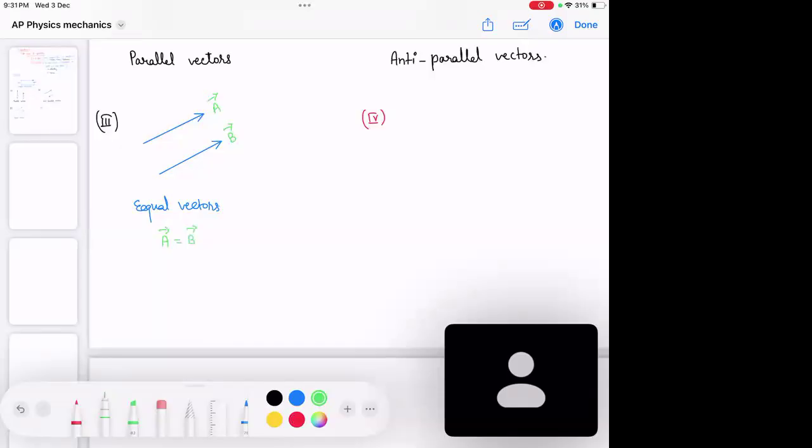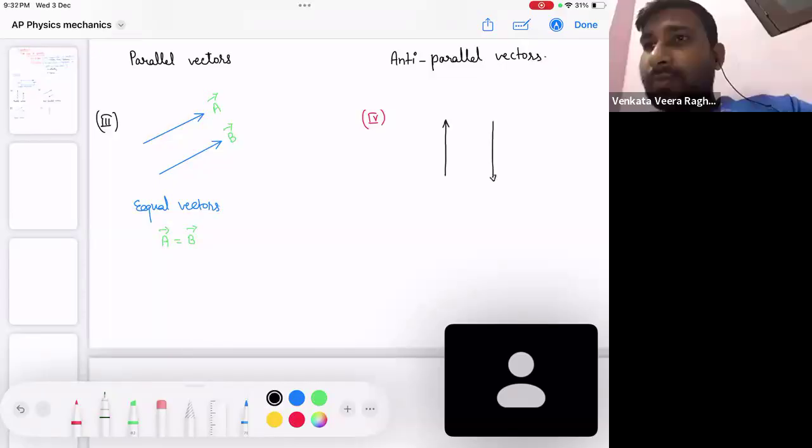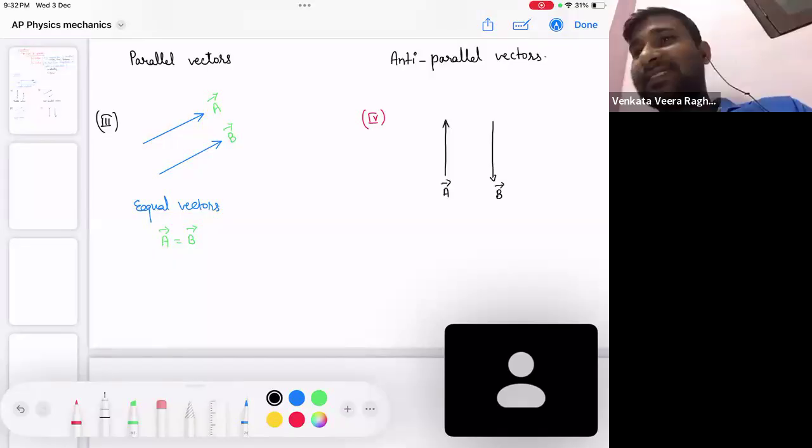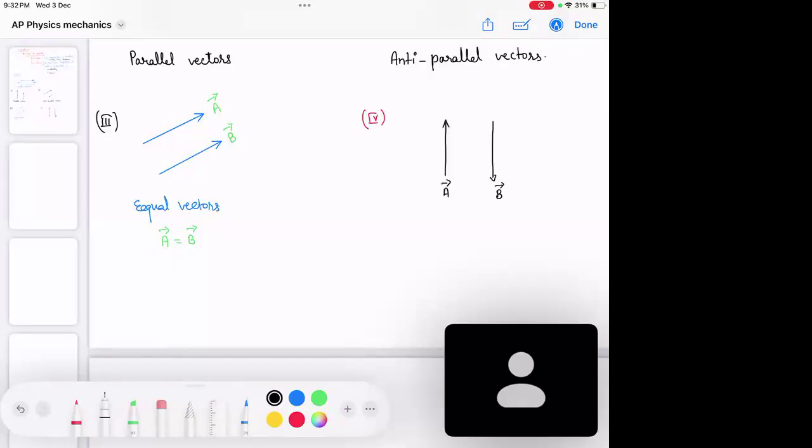Now, one more I'm going to draw here. This is the one vector, this is the other vector. Tell me what is the relation between vector A and vector B? Are they of equal magnitude? I tried to make them as equal as possible. Magnitude wise, they are equal, and direction wise, they are opposite. So these two vectors are called what? Opposite vectors.